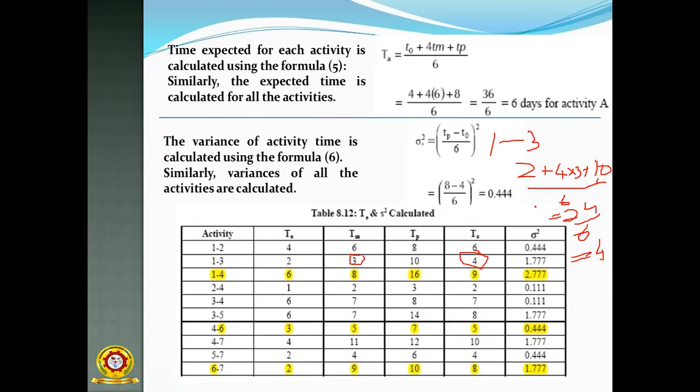Okay. So after that we have to find out this. This is also we have to find out. So how are we getting the sigma square? For the first one, the formula is (TP minus TO) by 6, whole square. So what is the value of TP? For the first event, 8. And what is the value of TO? 4. Then you don't consider TM while calculating the variance. So for variance, you only take (TP minus TO) by 6 whole square. So (8 minus 4) by 6 whole square, the value is 0.444.